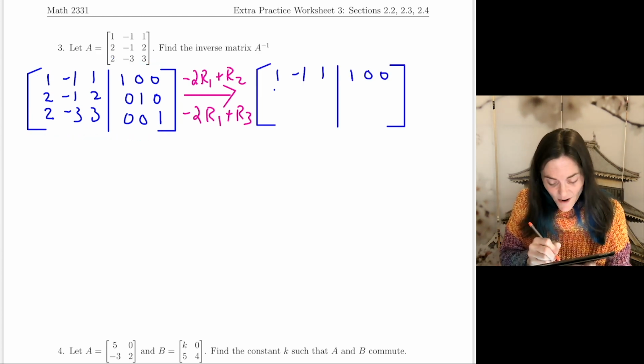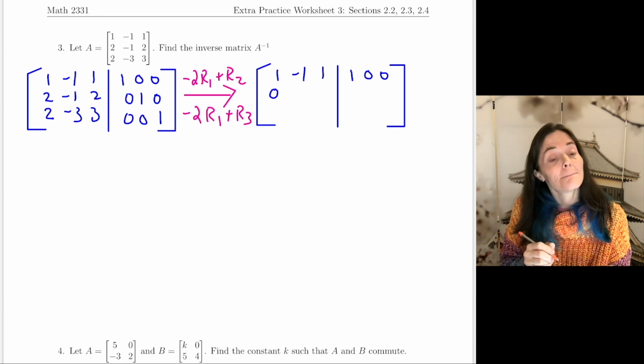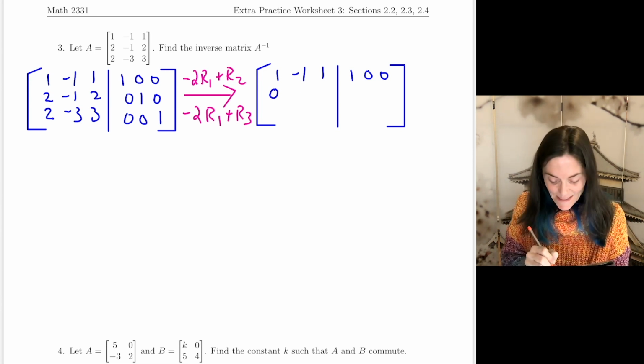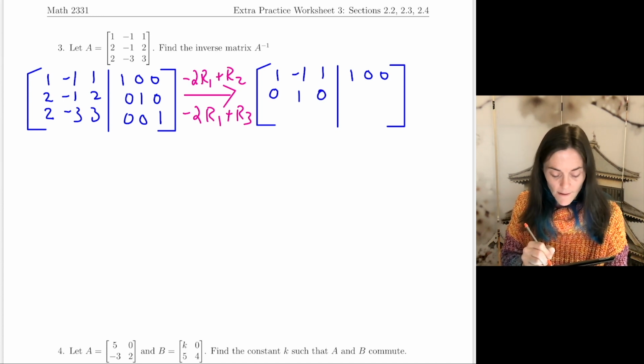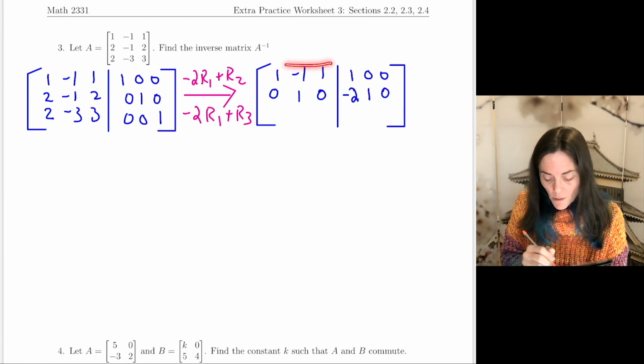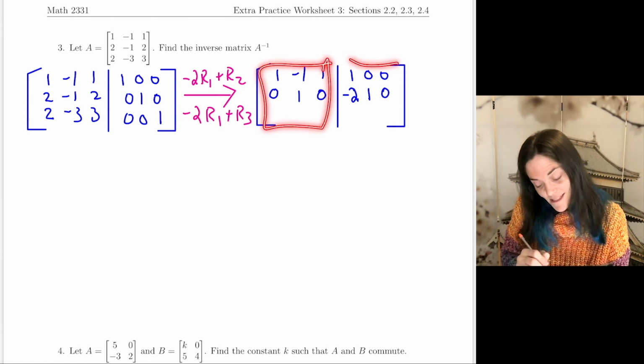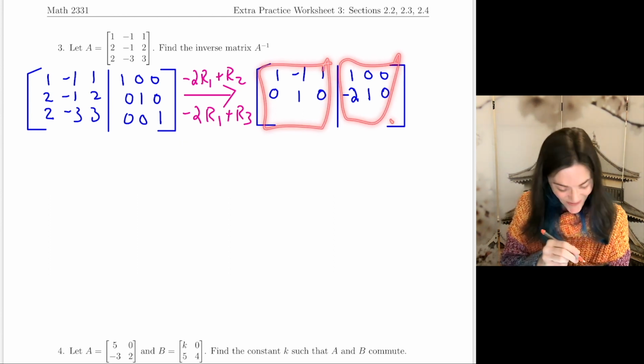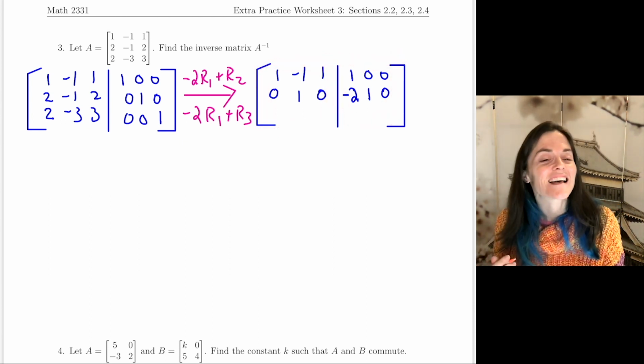We get 0, and then we get -1 plus 2, which is 1. And then we have another 0. And then here we have -2, 1, 0. Don't forget, when you are doing these row operations, not only do you do it to this part, but absolutely do it over here too. That's part of the process.